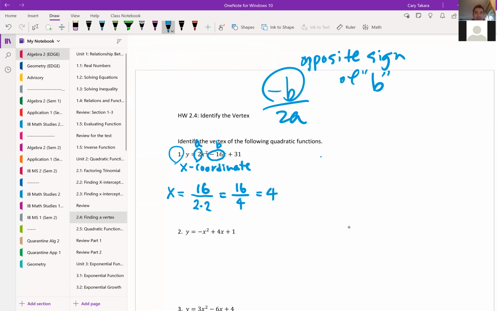Now, how do you find the y coordinate? Well, to find the y coordinate, you're going to plug 4 back into the equation. So y equals 2 times 4 squared minus 16 times 4 plus 31.